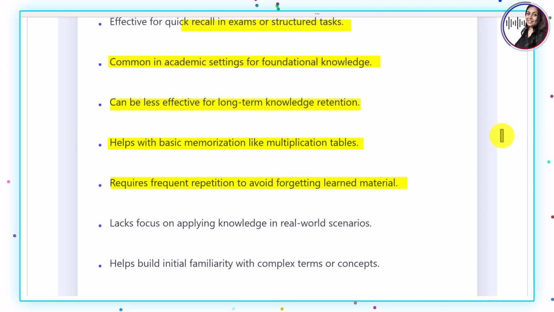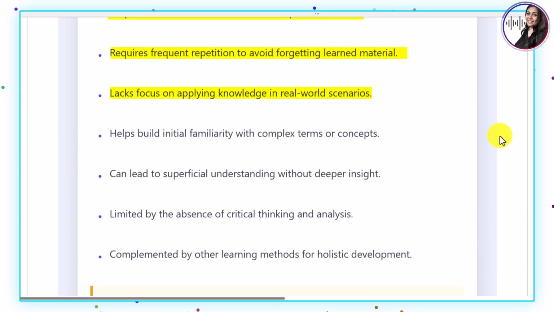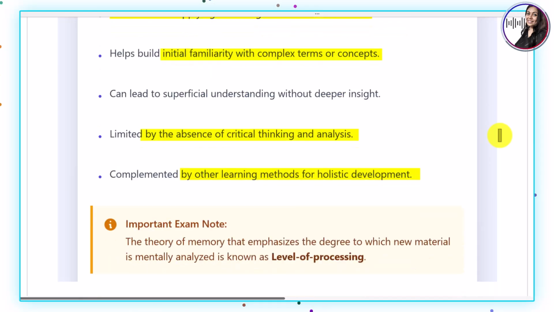Another limitation is that rote learning rarely focuses on applying knowledge to real-world situations, which can result in superficial understanding rather than deep insight. Despite these limitations, rote learning plays an important role in education. It helps learners develop initial familiarity with complex terms and concepts, making it easier to approach more advanced learning later. Still, because it lacks analytical depth, it is best used alongside other learning strategies. For holistic development, rote learning needs to be complemented with methods that encourage understanding, reasoning, and application.